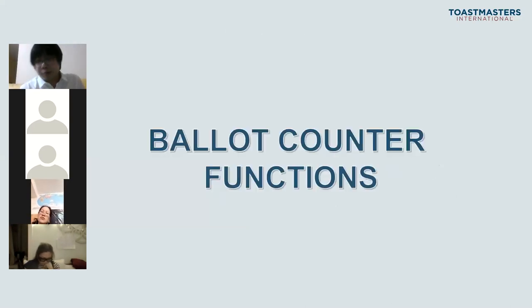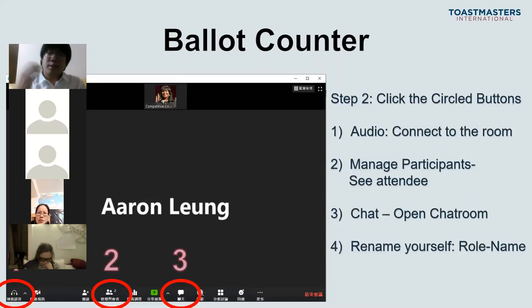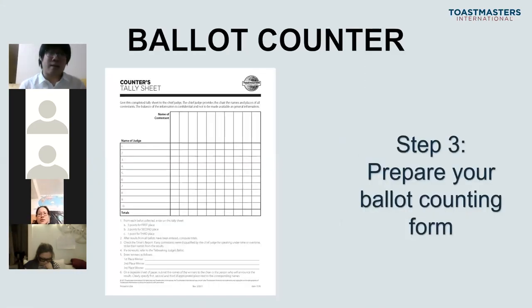Now, ballot counters. Ballot counters are pretty straightforward because they only have one role. That is to collect the ballots, give the right results to the chief judge, full stop. You do not need to care about the timings, you just need to collect the ballots from the judges. So you enter the room, click on the three buttons again, which is the standard protocol, and then prepare your ballot counting form. That ballot counting form can be downloaded from Toastmasters International as usual.